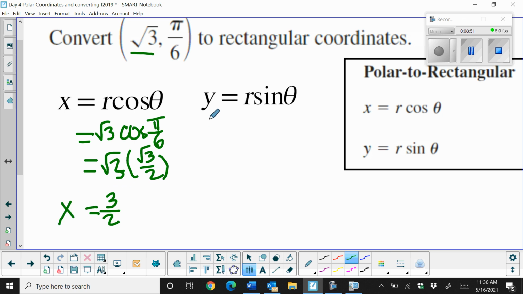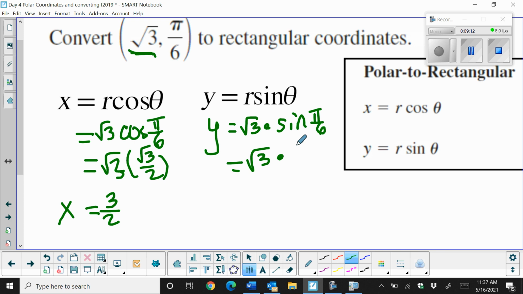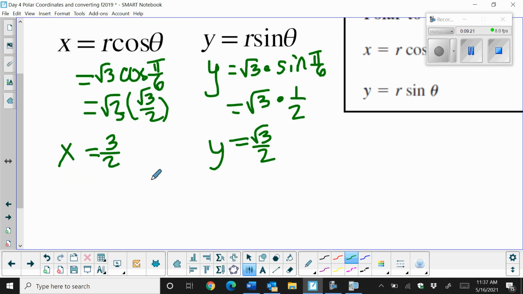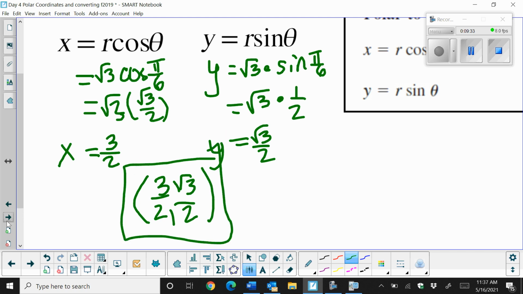That's my x-coordinate. The y-coordinate, we're just going to take the radius, which is √3, and we're going to multiply times the sine of pi 6. Well, the sine of pi 6, we know to be 1/2. So we're going to have √3 times 1/2, and that's going to give me √3 over 2. So I now have my x and my y coordinates, and I just write it as an ordered pair, 3/2 and then √3 over 2. And there is my rectangular position.